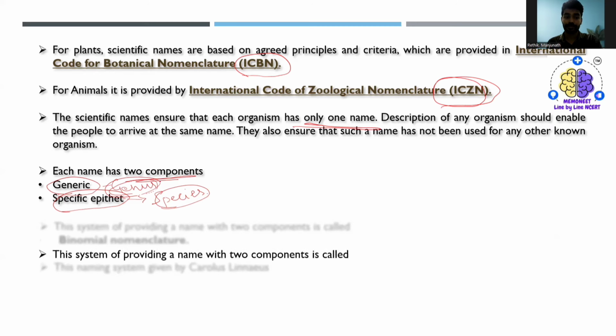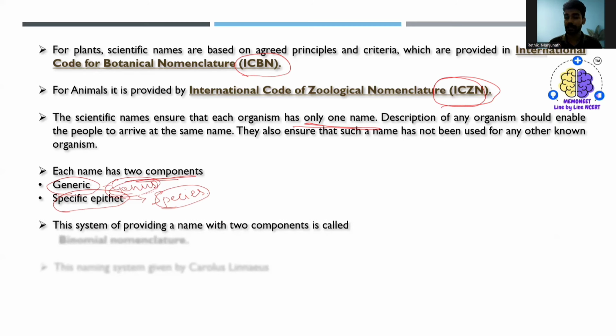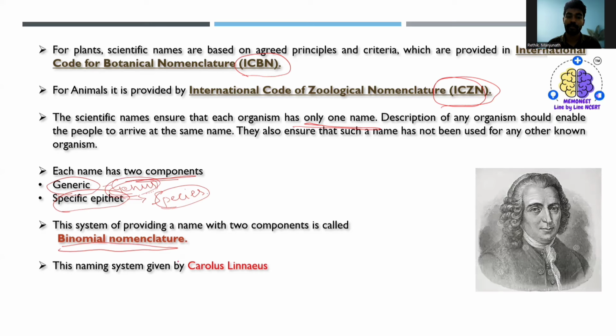The system of naming by using these two components is called binomial nomenclature. Here binomial is nothing but two, and nomenclature is naming. We use two components to name a specific organism, hence it is called binomial nomenclature. This naming system was given by Carolus Linnaeus, a biologist who gave this naming system.